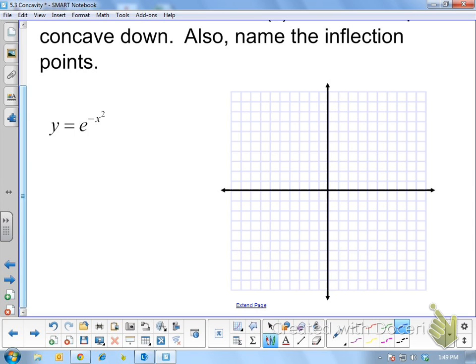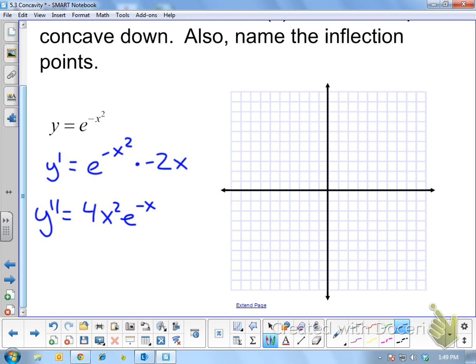So we got y prime is e to the negative x squared times negative 2x. And then if you clean up y double prime, you get 4x squared e to the negative x squared minus 2e to the negative x squared, right? Is that what we get when we clean it up? That's what I got. Okay. That's what Josh got. So now, what do I have to do with this second derivative? Set it equal to 0. See if there's any spots where this would not exist.